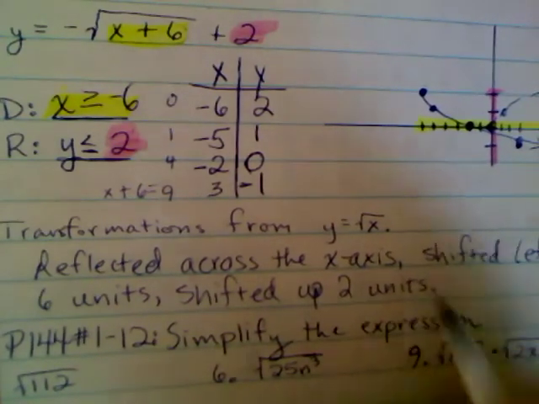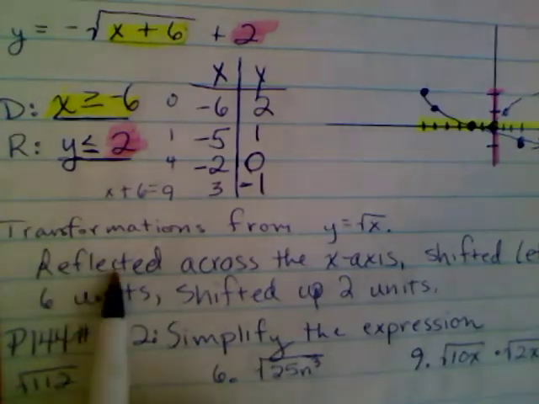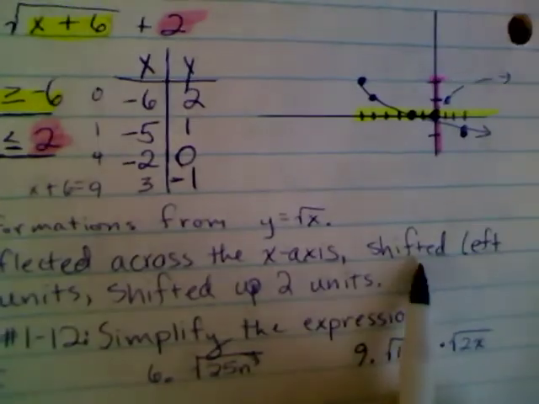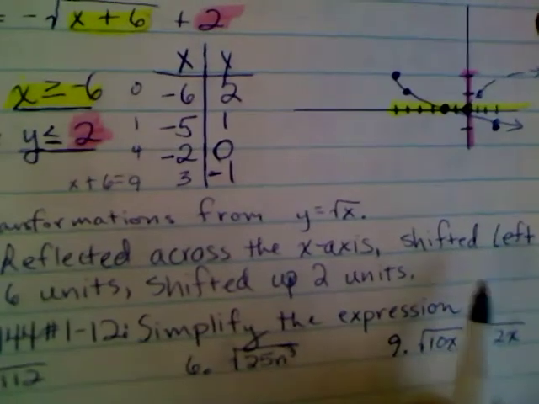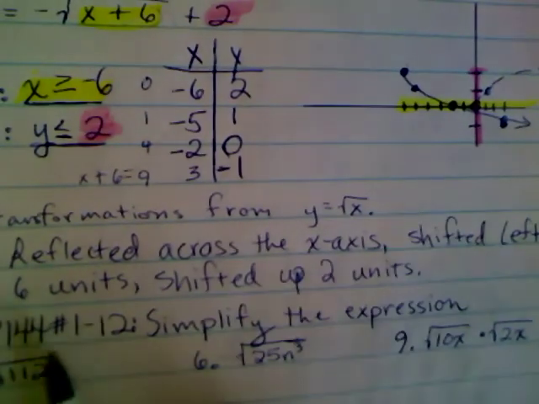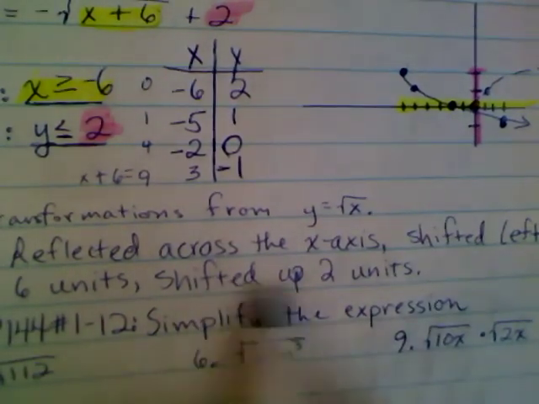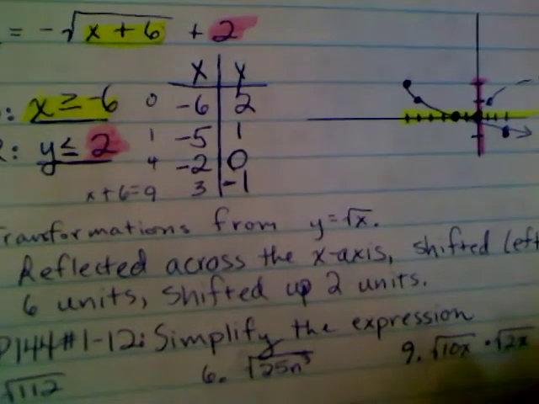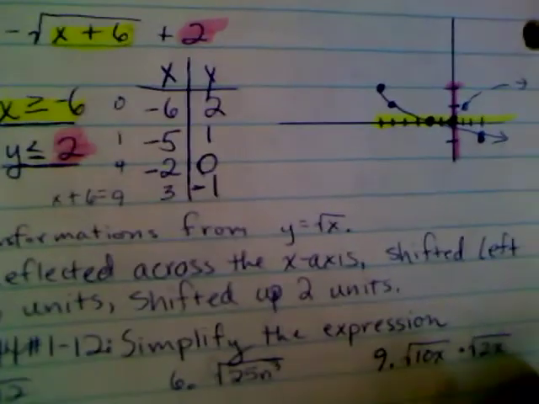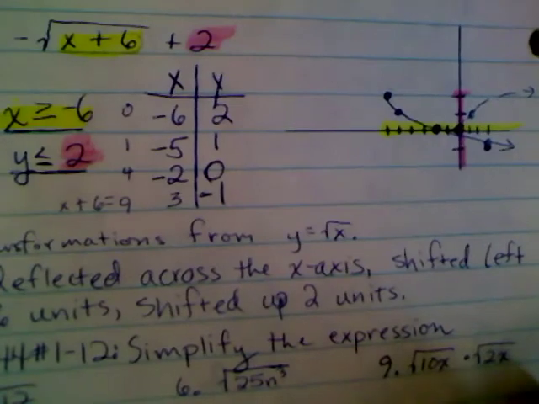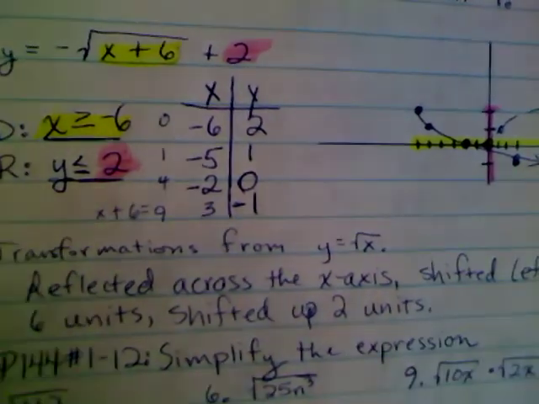Okay, and you want to use this vocabulary. You do want to use the word reflected. You don't want to say that it's flipped across the x-axis. And you want to say shifted, or another word for that is translated. Left 6 units, shifted or translated up 2 units. So basically that's it for number 19. I hope that was helpful.